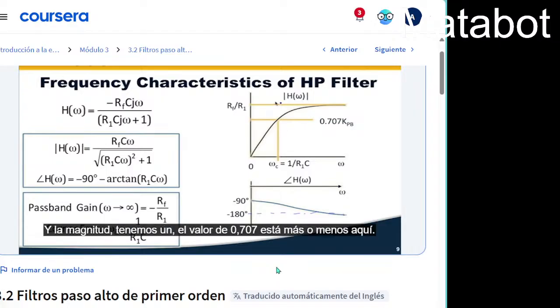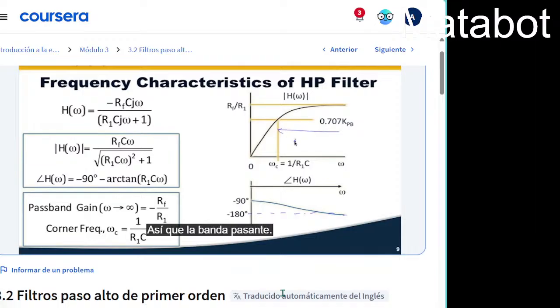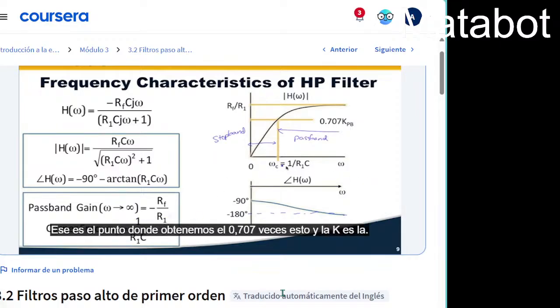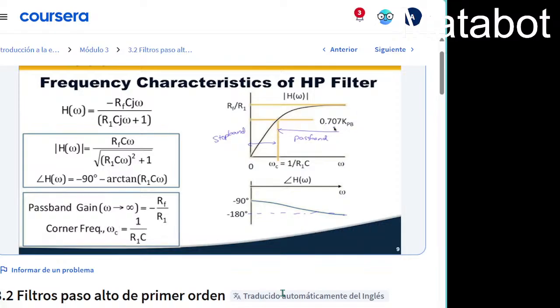And the magnitude, we have the 0.707 value about right here. So the pass band is considered here, where for the most part we are passing through signals without attenuating them. This is a stop band over here. This is where we are attenuating our signals. The corner frequency, again, is this point right here. That's at the point where we get 0.707 times this K, the gain of the pass band.